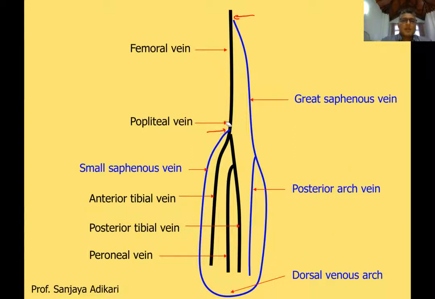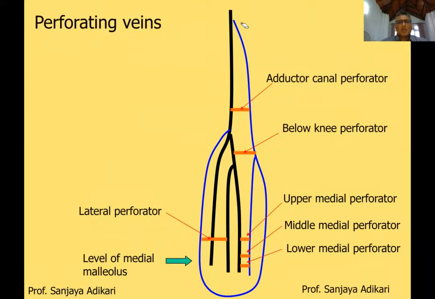So if I add perforating veins onto this, the perforators, this is how you see it. Now there can be a lot of variations, but this is something that we can work on. There is a perforator in the lower part of the adductor canal, which connects the femoral vein to the great saphenous vein, which is called the adductor canal perforator. Then there is a below knee perforator, which connects the posterior tibial vein either to the great saphenous vein or sometimes to the posterior arch vein, because they are very close there.